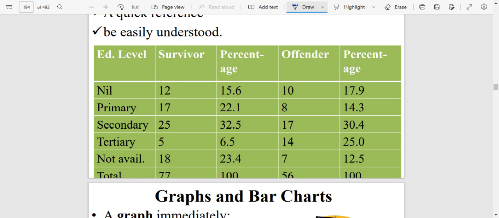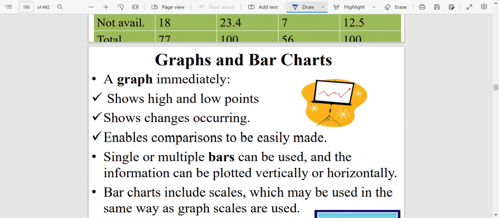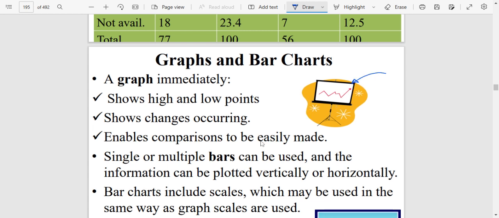Okay, I've got a level, I've got survivors, percentages, offender, and percentage age. Now I want to write all this in words. It would take up a lot of space and it would exhaust me. So to make sure that I quickly write something that can be easily understood and for a quick reference, a table is best used. Okay, something that can be easily understood.